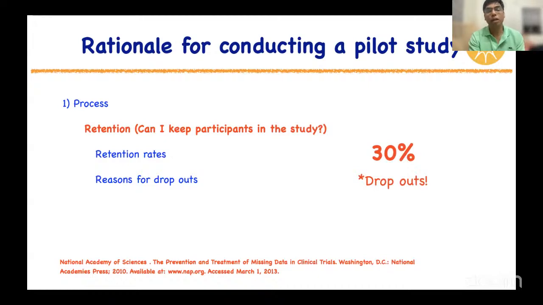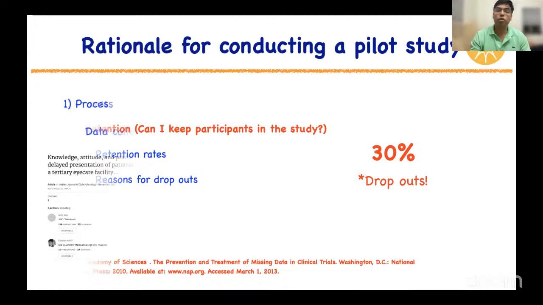So this is how you try to find out where the problem is in the process of the study. Similarly, not only recruitment, retention can also be a challenge. Most of the studies have shown that there are about 30% dropouts in the patients who have been recruited in a study. So in a pilot study, you can find out the retention rates as well as the reasons for dropout. That will help you in modifying or improving the retention in the actual study.